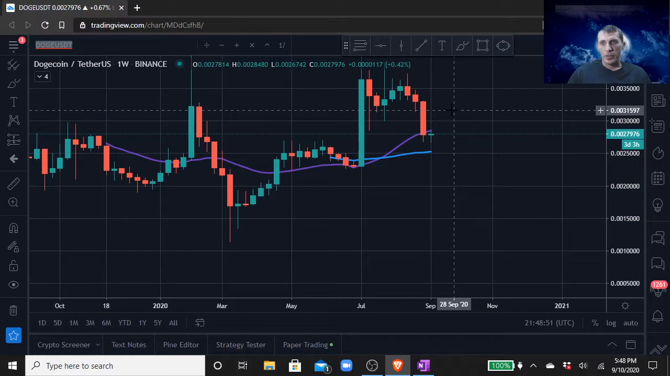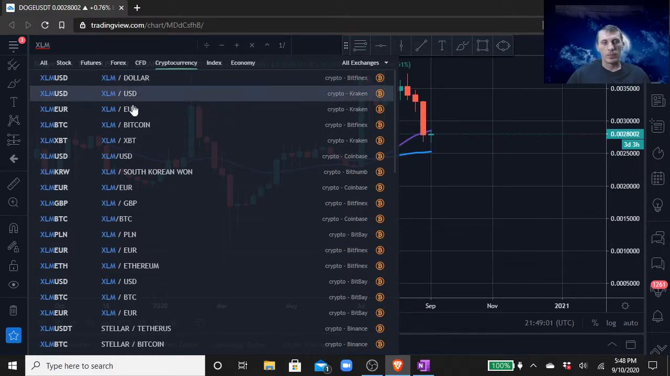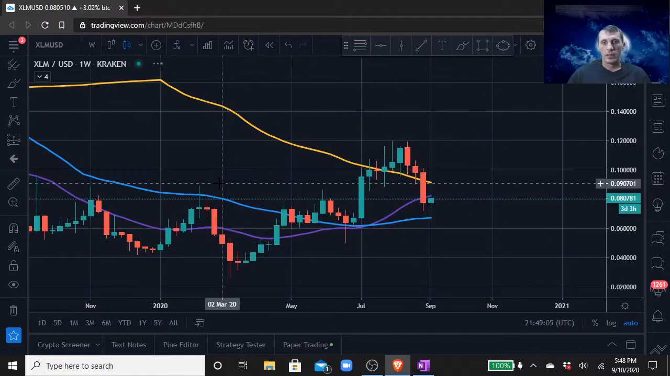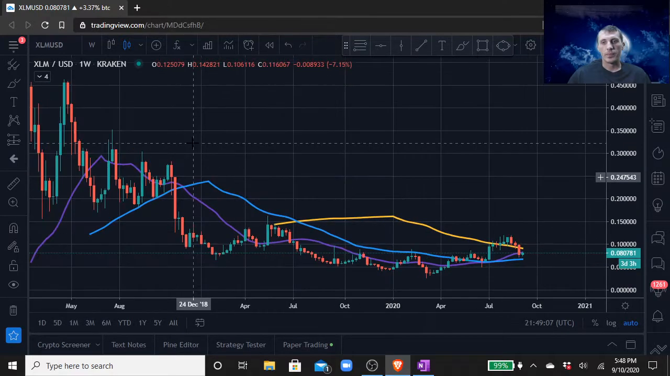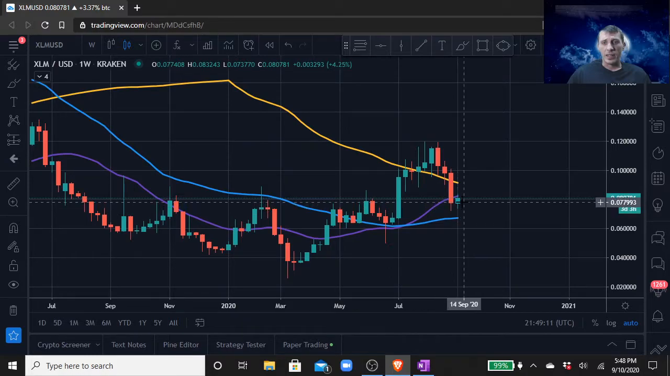Decent resistance at 0.0031 all the way up to 0.0033. XLM, Stellar Lumens. I like Stellar Lumens. Weekly, same thing with Stellar. It broke below the weekly, came back up as a retest, and so far it is rejecting there. Perfect place to short.